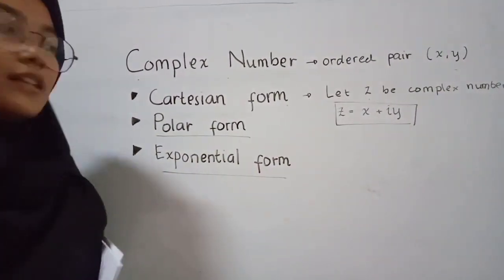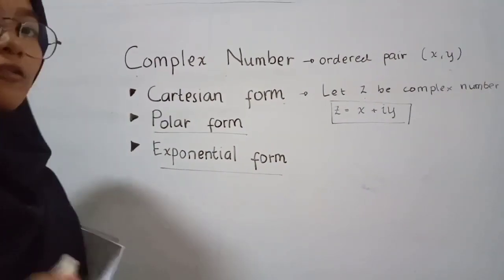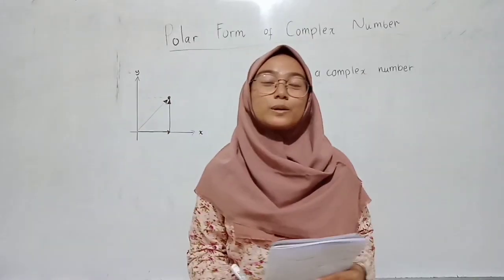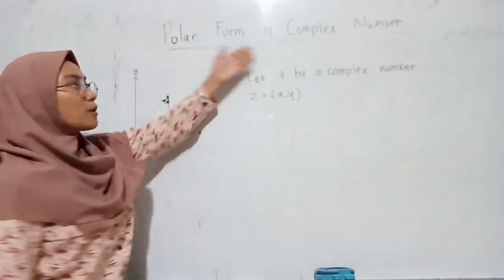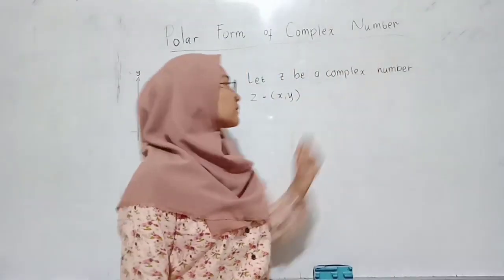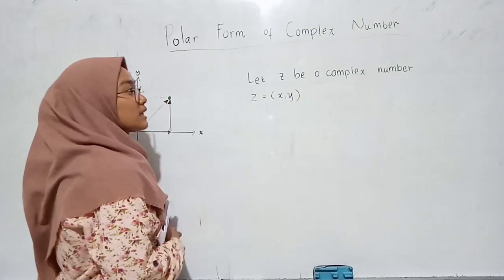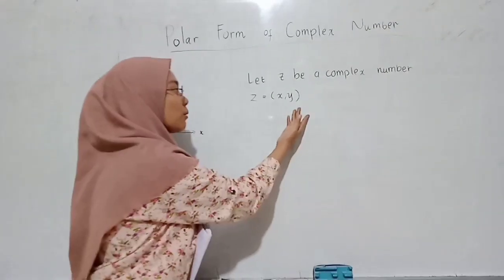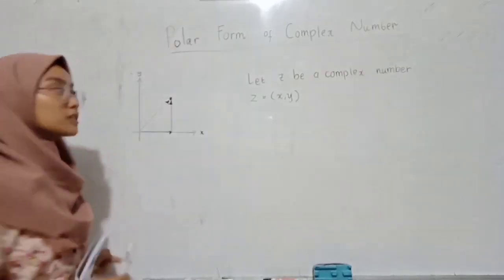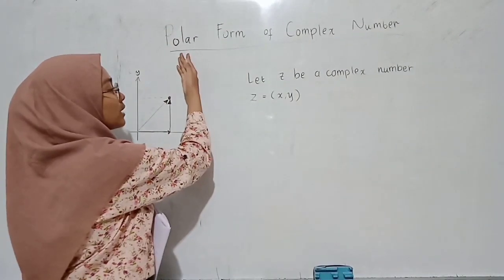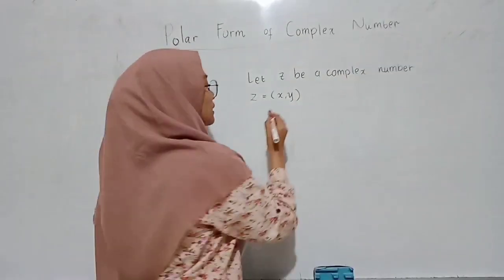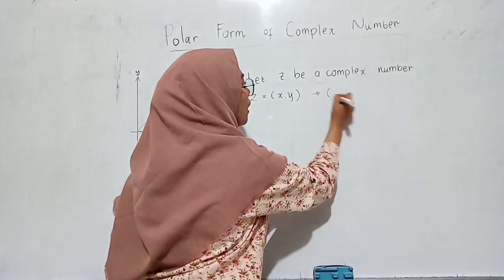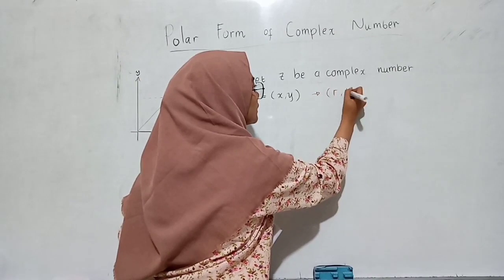How can we state a complex number in polar form? Now we will discuss the polar form of a complex number. Let Z be a complex number with coordinates (x, y). If we want to change Z into polar form, we must change the coordinates of Z into the coordinates (r, theta).